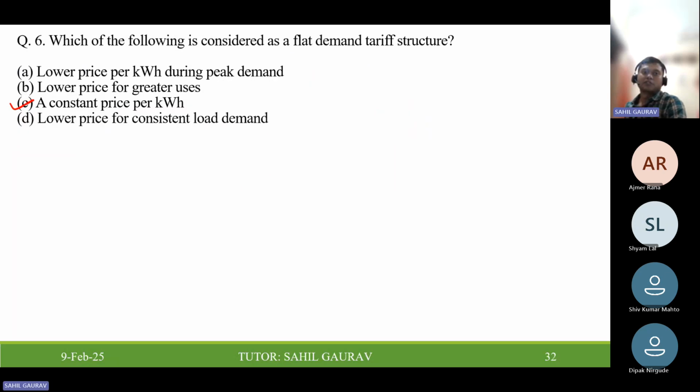So the sixth problem is: which of the following is considered a flat demand tariff structure? The flat demand tariff structure is one of the easiest, the first tariff structure we have seen. In the flat demand tariff structure, a constant price per kilowatt hour is considered. So option C is correct.